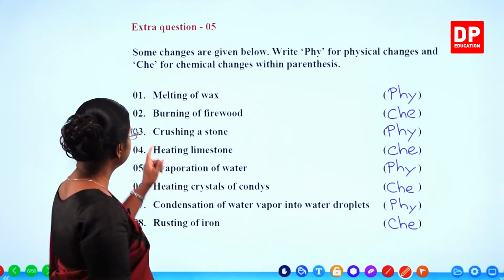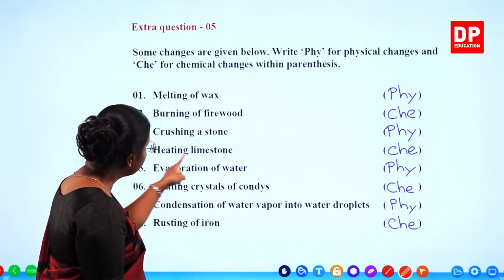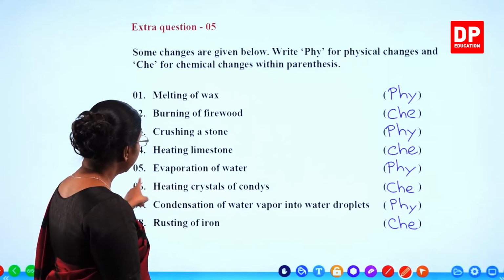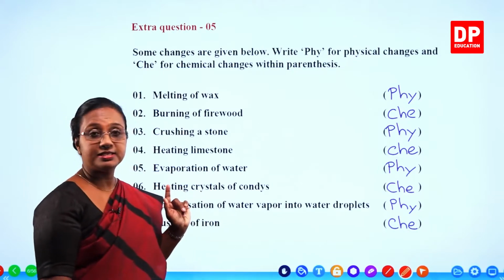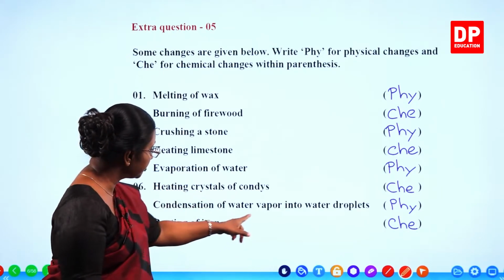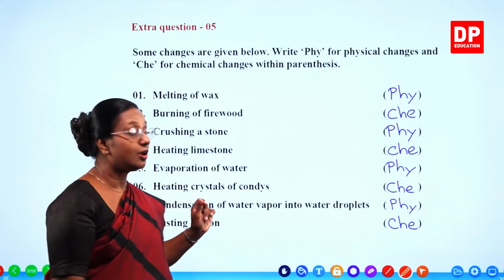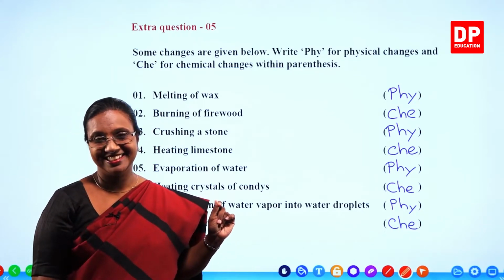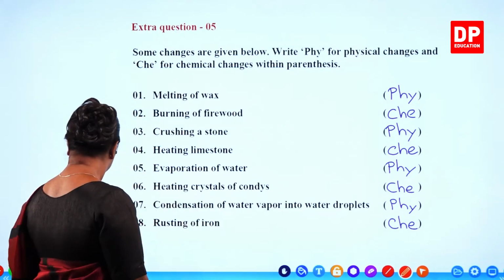Melting of wax is physical, burning of firewood chemical, crushing a stone physical, heating limestone chemical change, evaporation of water physical change, heating crystals of Condy's is a chemical change, then condensation of water vapor into water droplets is a physical change, and rusting of iron is a chemical change. So with that students, we will move on to the next question.